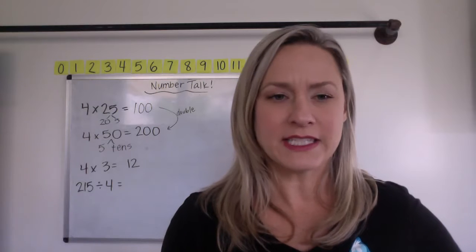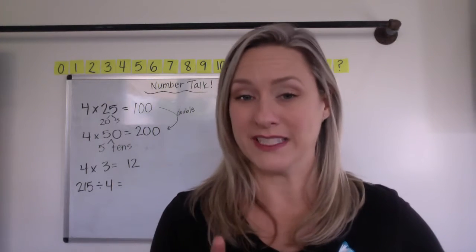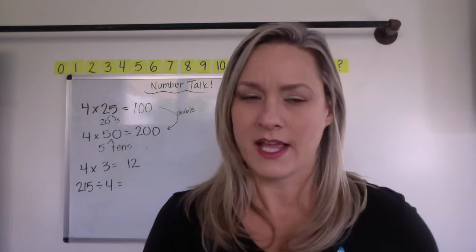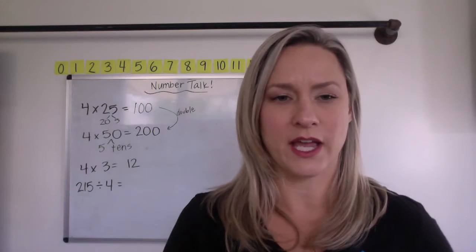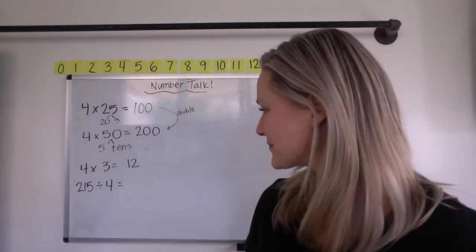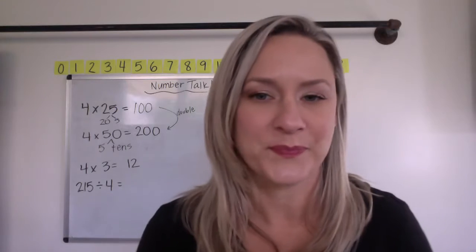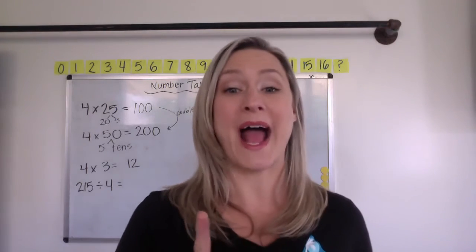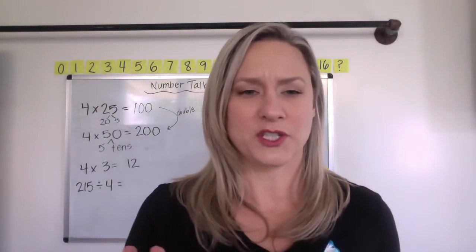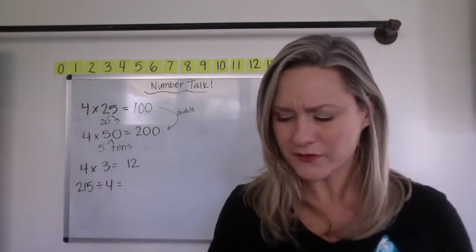See if you can relate any of the things that you already know and how you could figure this out mentally. Remember, you're trying to connect strategies. So how would you solve this mentally? And I want everyone to hit pause so that you can figure this one out. All right, ready? All right, we're back. And we've got 215 divided by 4. What was your strategy? What was your answer? Did you use any of this stuff to help you figure it out?